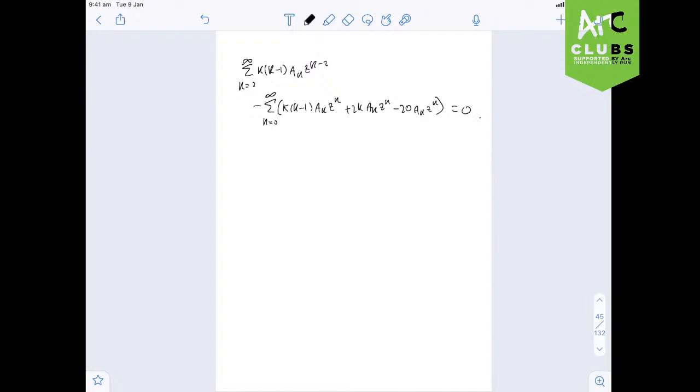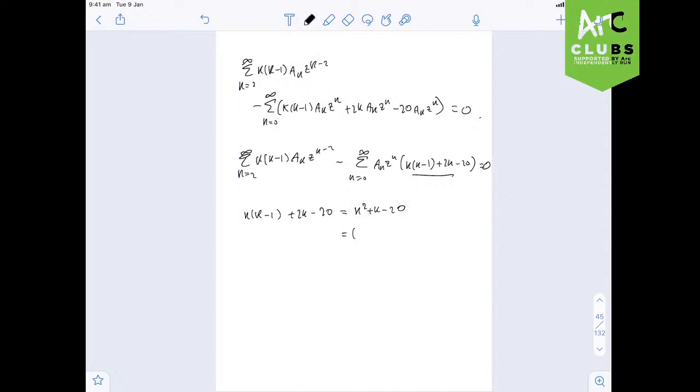We can factorize some things here. We get k equals 2. This is just the first one that didn't change, minus the sum of k equals 0 to infinity of, let's take the a_k z^k out, k times k minus 1 plus 2k minus 20 equals 0. Let's just simplify this. So k minus 1 plus 2k minus 20, that's just k squared plus k minus 20, and that's k plus 5 times k minus 4.